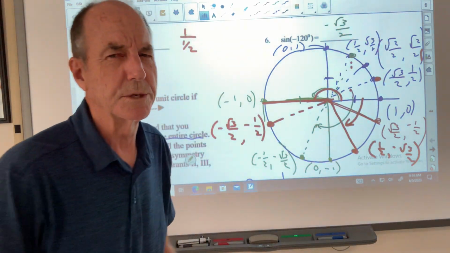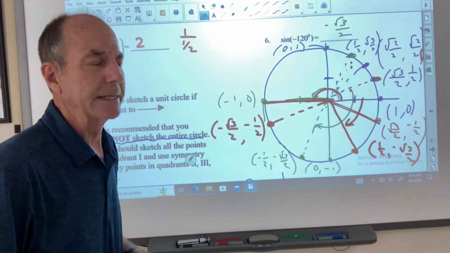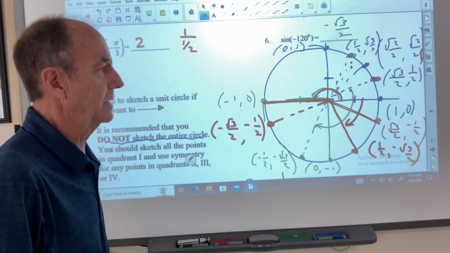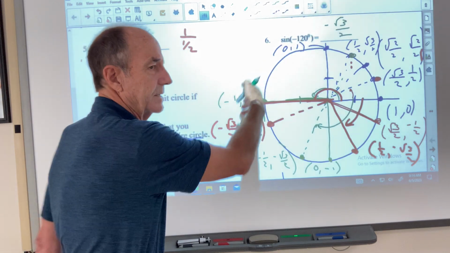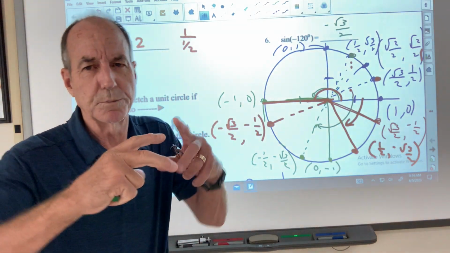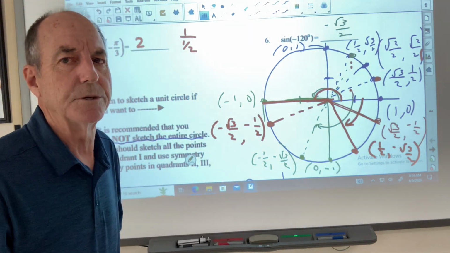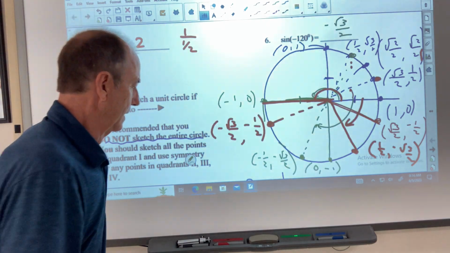Okay, unit circle problems. They need to go fairly quickly. These should not take lots of time. And notice that in my diagram here, I didn't draw anything in the second quadrant. If you drew a circle with points in the second quadrant, you wasted time. You didn't have to do any of those. Okay.